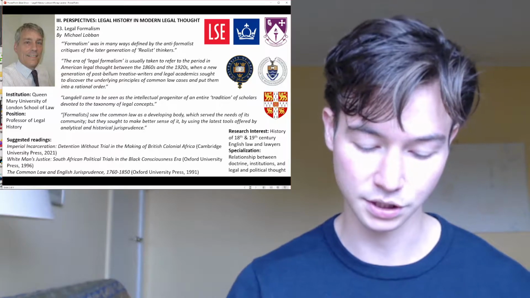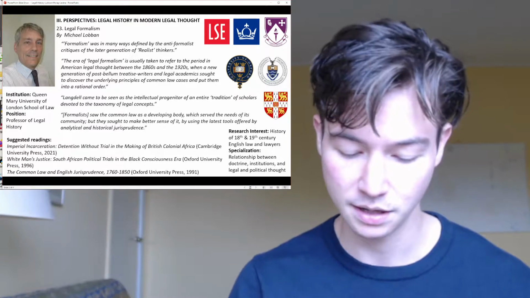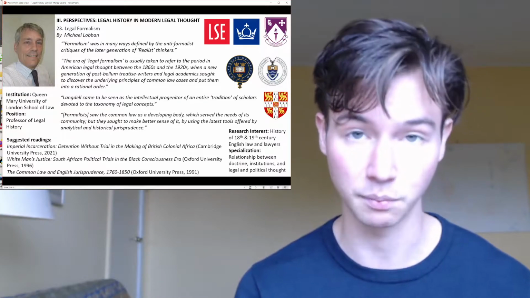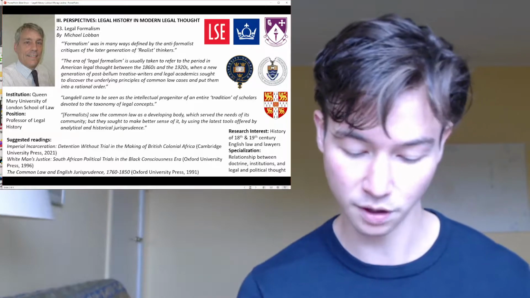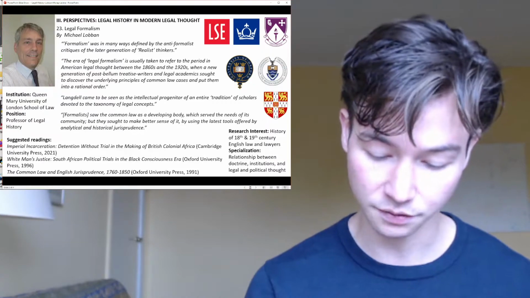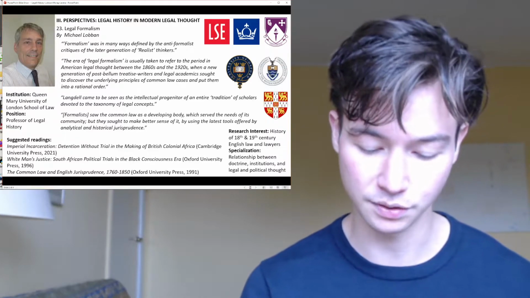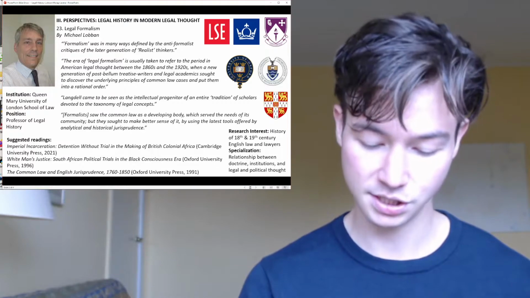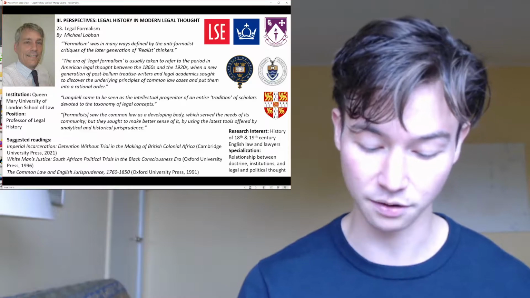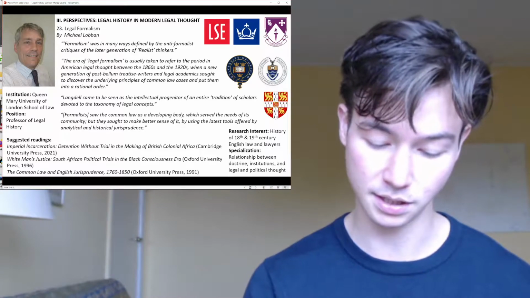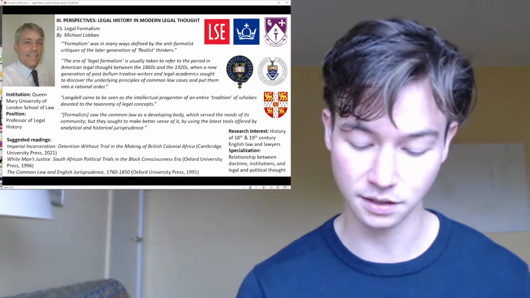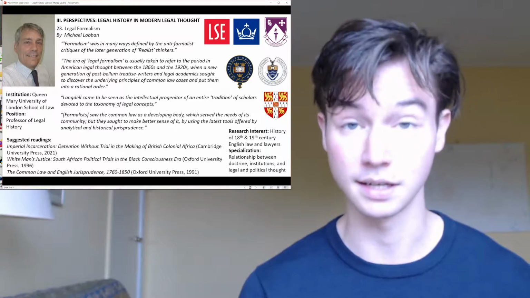some books as well, such as The Imperial Incarceration, Detention Without Trial in the Making of British Colonial Africa, published by the Cambridge University Press in 2021, A History of Philosophy of Law in the Common Law World, 1600 to 1900, published by Springer in 2007, White Man's Justice, South African Political Trials in the Black Consciousness Era, published by the Oxford University Press in 1996, and The Common Law and English Jurisprudence, 1760 to 1850, published by Clarendon Press in 1991.